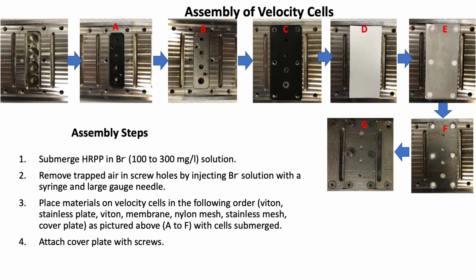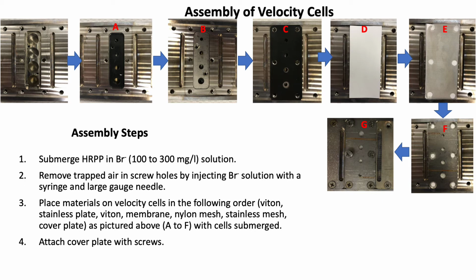The next step is to place the lower stainless steel plate and be sure to ensure that the size of the holes lines up with the Viton gasket. Then an upper Viton gasket is placed over the lower stainless steel plate. Again, you can see the holes.